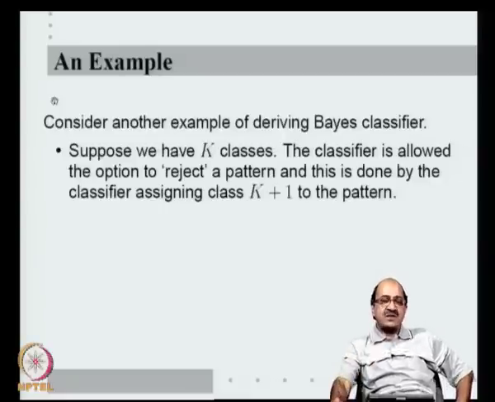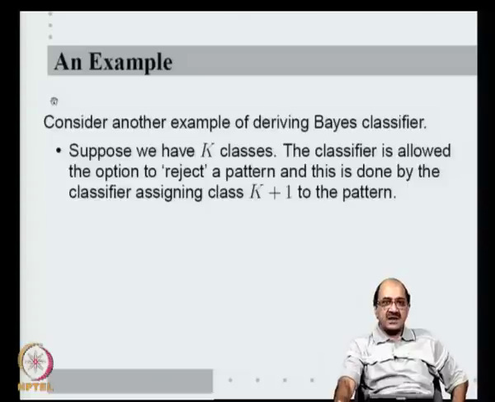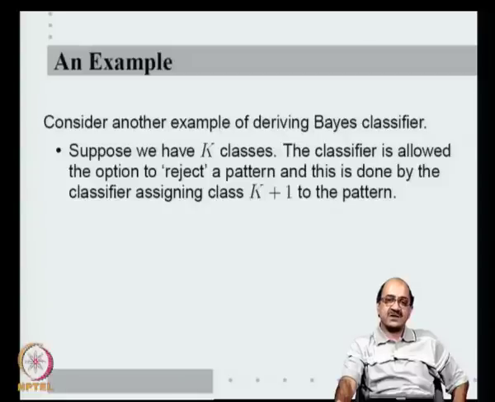Let us say we have k classes, and as I said when we did the Bayes classifier last class, the actions of the classifier need not necessarily be class labels. They can be more than the class labels. So, let us take an example where the classifier is allowed the option to reject a pattern. It looks at the pattern and says, no, I cannot classify. Let us assume that this is done by the classifier assigning a class k plus 1 to the pattern.